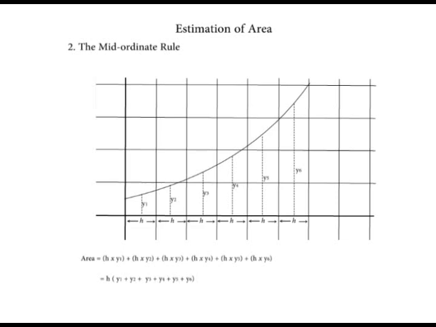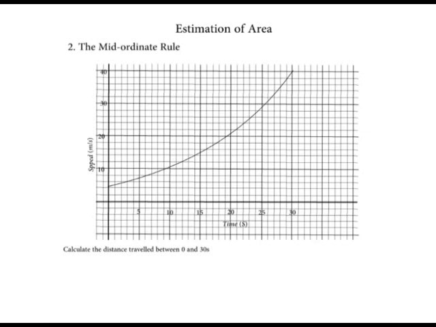For example, calculate the distance traveled between 0 and 30 seconds using the mid-ordinate rule. So we find the area bound by the curve, the x-axis, the y-axis, and the line x is equal to 30. So the mid-ordinates are 6, 9, 13, 18, 25, and 34. You can read that from the graph where the mid-ordinate meets the graph. So area is equal to, the width is 5, so we have 5 into 6 plus 9 plus 13 plus 18 plus 25 plus 34, giving us 525 square units. And so the distance is equal to 525 meters.